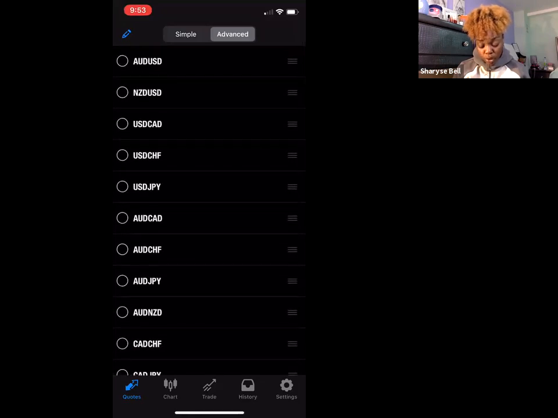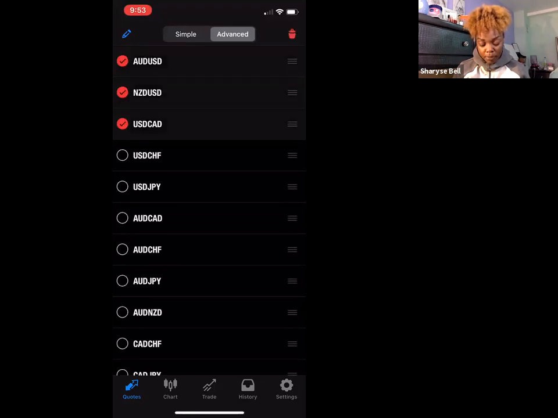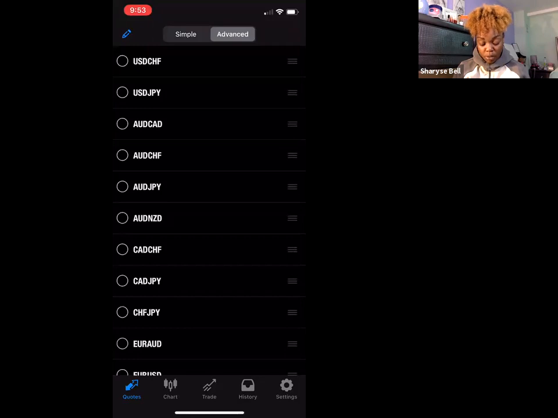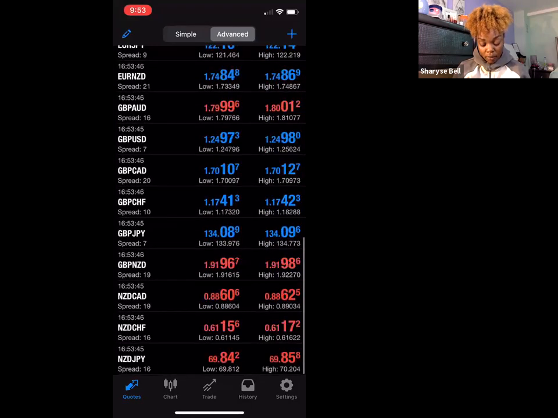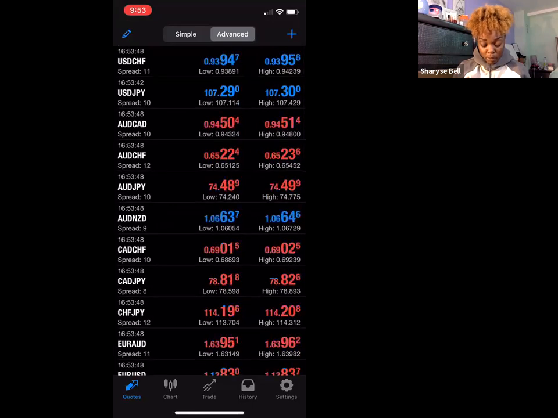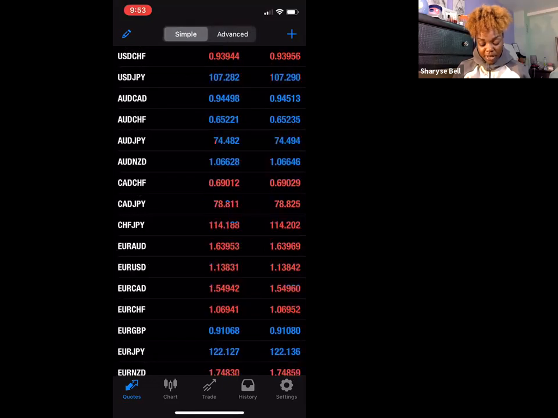Now, the next thing you can do is on the left-hand side, you're gonna have a circle, or you can just tap the pair itself, and you can just tap, tap, tap, and then there's a little delete trash can in the top right-hand corner. You just hit delete, and then those pairs are no longer on your chart page, right? You go back to the pencil to kind of bring it back here, and this is where we're at, right? Last thing I'm gonna mention on this quotes page, at the top, you have simple, and you also have advanced.